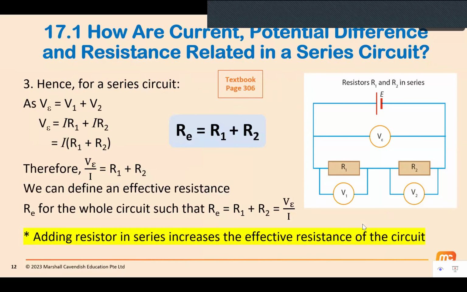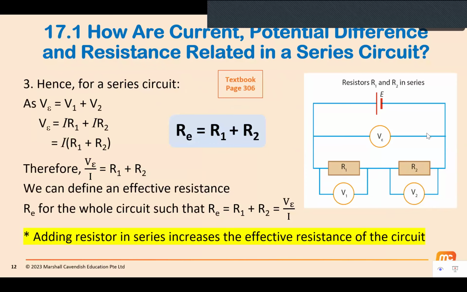Okay, and then lastly, the resistance. Resistance in series will be just adding the individual resistors. So for example, in this case, there are 2 resistors. So the total resistance, or we call it the effective resistance of the circuit, will just be R1 plus R2. It will just be the sum of both of them.